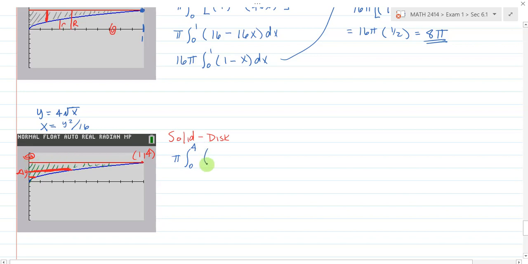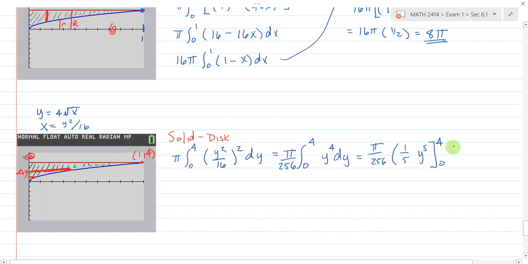So this is going to be pi r squared, and this will be a dy. So I'm going to need help with the arithmetic here. So this is going to be the integral from 0 to 4 of, what do you get when you square 16? 256, is that right? That 256 that I got from squaring the 16 is a constant, so I'm going to go ahead and pull it out of my integral, and then I'm just going to integrate y to the 4th power. So that gives us pi over 256 times 1/5 y to the 5th from 0 to 4.